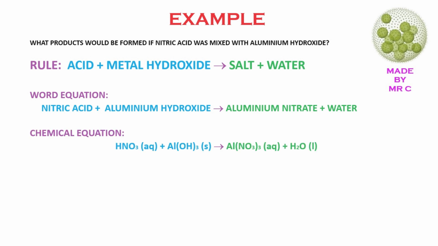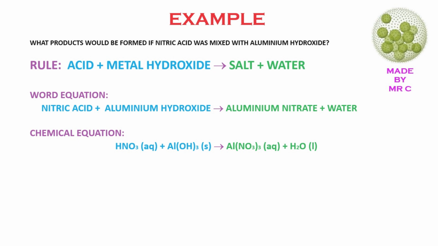To write the chemical equation, nitric acid is HNO3, and in brackets we write AQ, which means dissolved in water, plus aluminium hydroxide, which is Al(OH)3. That is because aluminium is 3+ and hydroxide is -1. So to balance the charges, we need 3 hydroxide ions to the 1 aluminium.